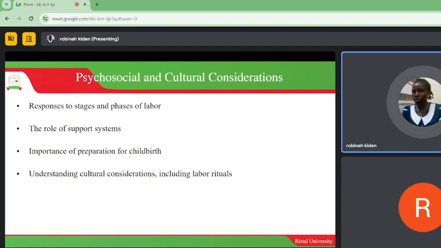Then understanding cultural considerations, including labor rituals, some of the things that are supposed to be done during labor. In some cultures, when someone is in labor, she is not supposed to react in a way of maybe making noise because of the pain, and many other things. So these all have to be taken into considerations.